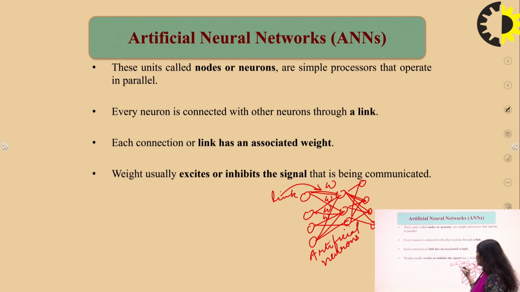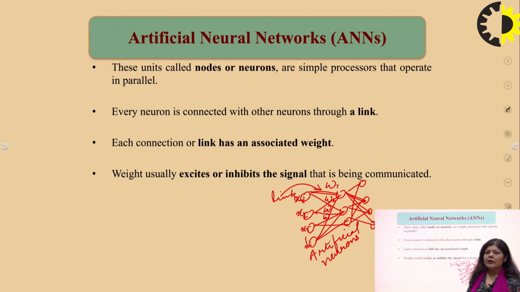Okay, so if I number all these neurons, for example, this is x1, x2, x3, up to xi. Now this weight I can represent as w1, this is w2, and in a similar way we can assign numbering to these weights, so that we can understand which weight is associated with which connection or link between two neurons.